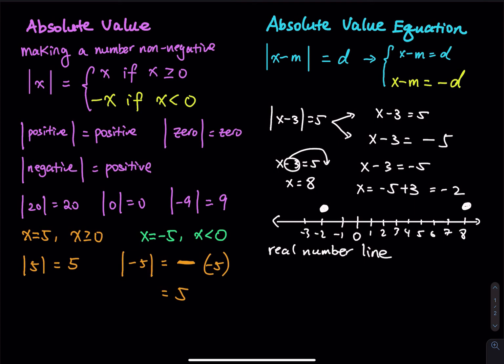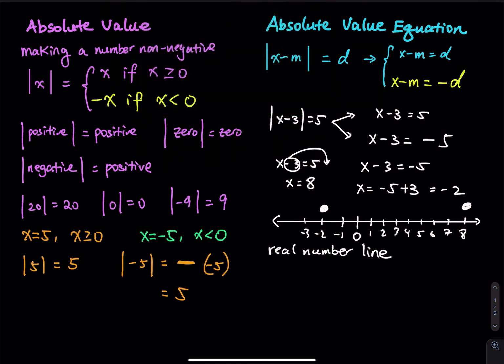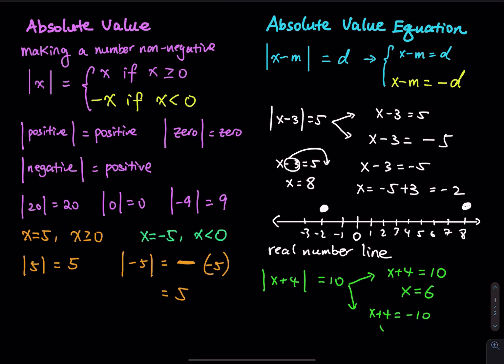All right, so that's the first one. Let's do one more in another color. So let's say we have x plus 4. x plus 4 in absolute value is equal to 10. So that breaks down into two equations. x plus 4 is equal to 10. So 10 minus 4, x is equal to 6. And then the other equation is x plus 4 is equal to negative 10, and then x is equal to negative 10 minus 4, that is equal to negative 14, right?